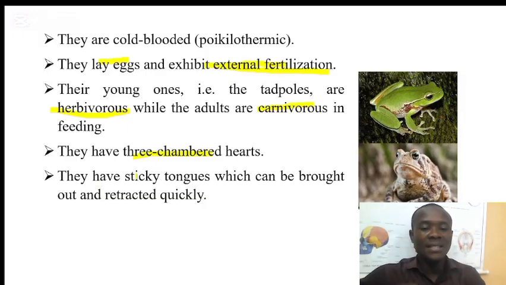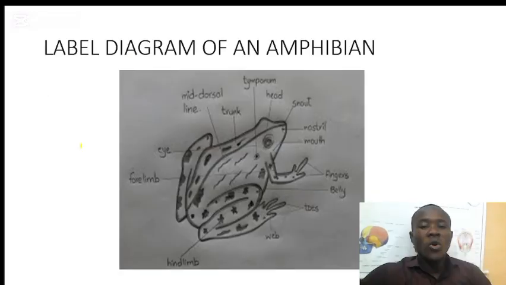And lastly, they have a sticky tongue which they can pull out quickly and draw in quickly to catch prey. And that tongue is very sticky. Immediately it comes in contact with the prey, it sticks on it and they retract it quickly into the mouth to consume it. On this slide here, this is a diagram of an amphibian.